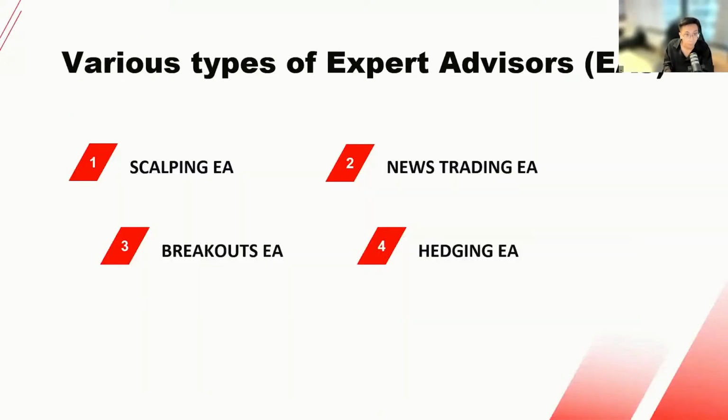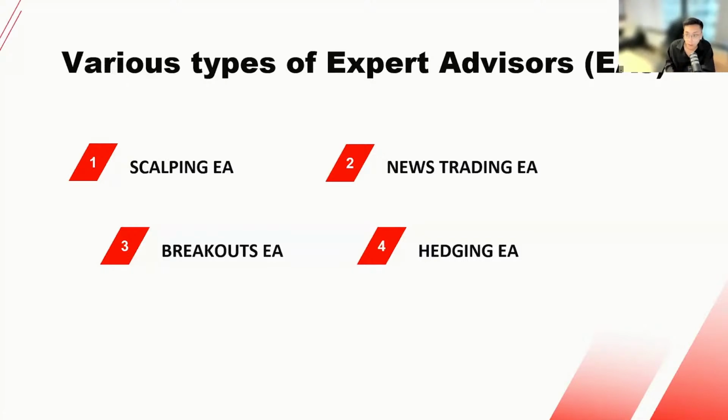buy them. So there are various types of EAs in the market right now, and these are the more popular ones, which are scalping EA, news trading EA, breakout EA, and lastly, hedging EA. Different EAs have different trading strategies, and let's take the news trading EA for example. It automatically places trades based on important news releases such as NFP, FOMC, and CPI.